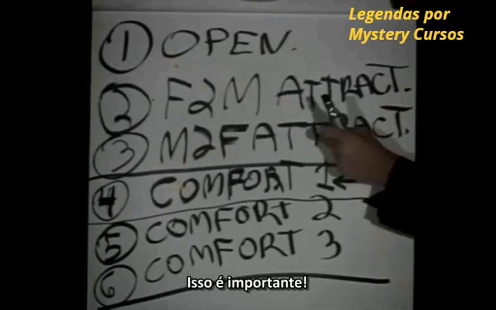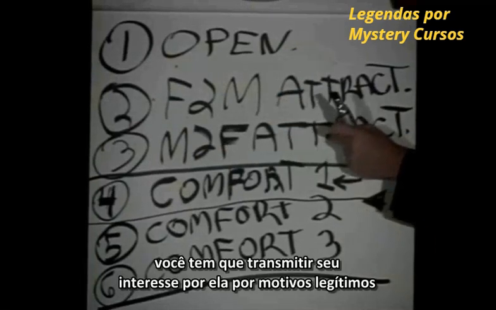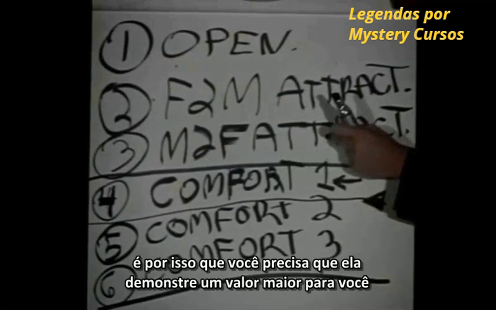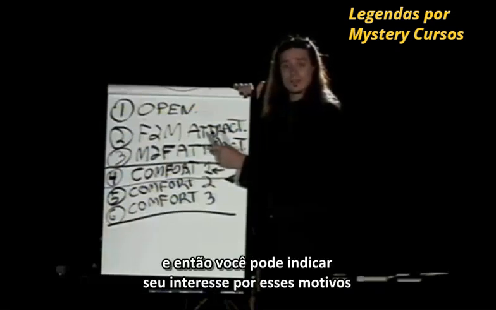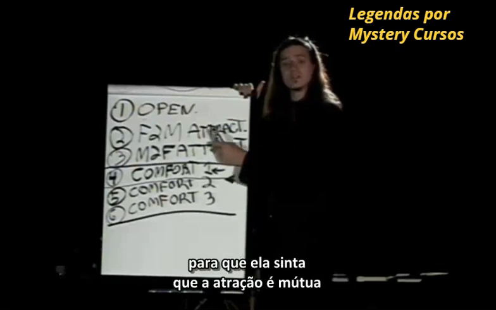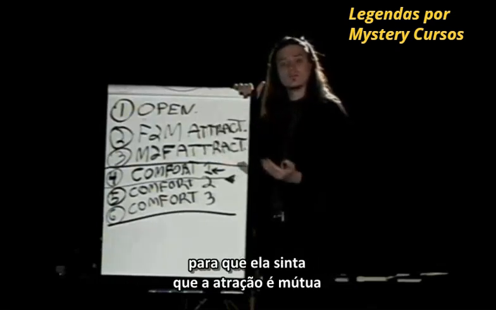This is important. You have to convey your interest in her for legitimized reasons. That's why you need her to demonstrate a higher value to you, and then you can indicate your interest for those reasons. So she'll feel like the attraction is mutual.